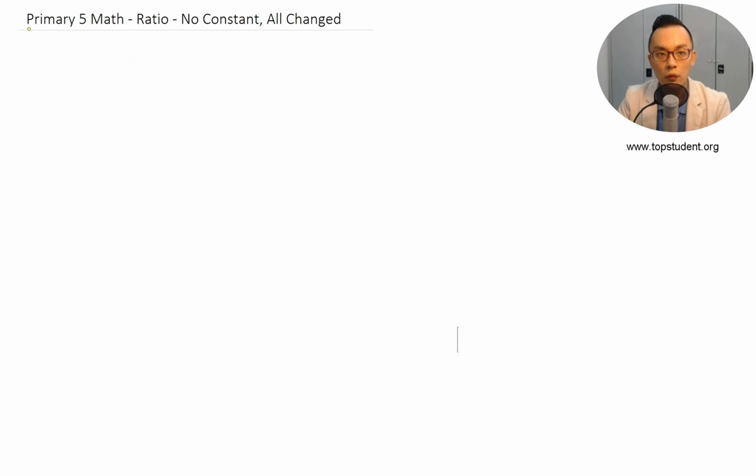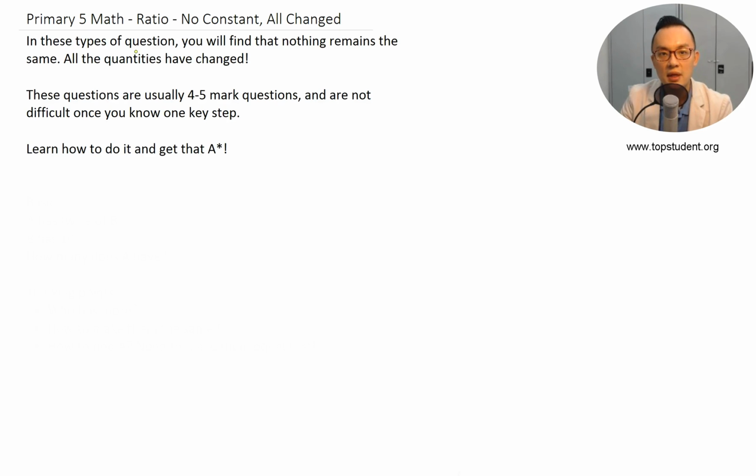Hi, in this video, we're going to go through Primary 5 Math, the topic of ratio. Specifically, we're looking at ratios with no constant where everything has changed. In these types of questions, you find that nothing remains the same. The other types are constant total, constant difference, constant part. In this kind of question, nothing remains the same. All the quantities have changed.